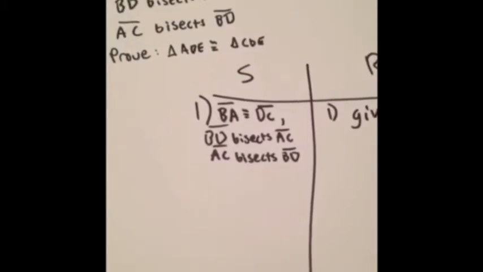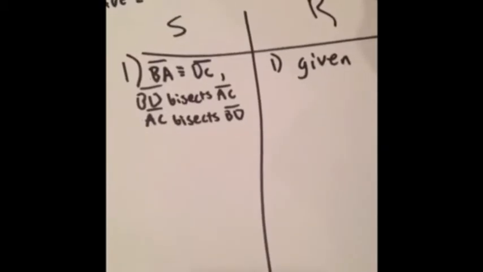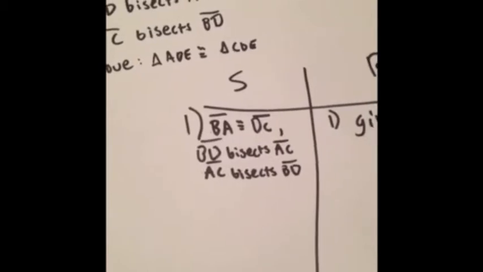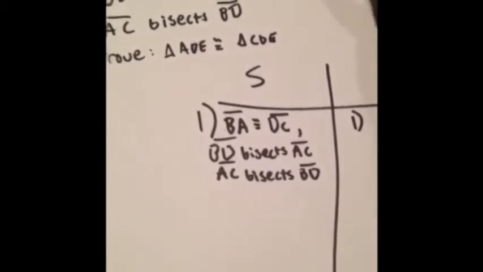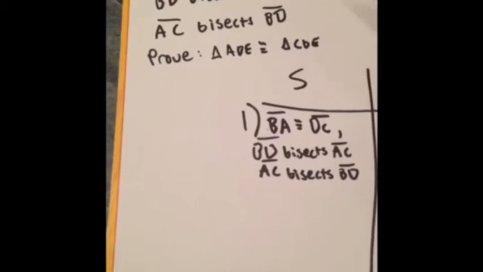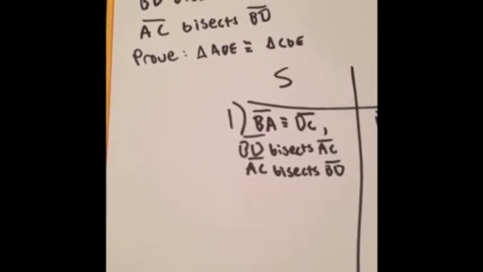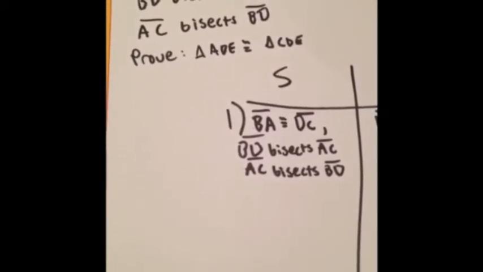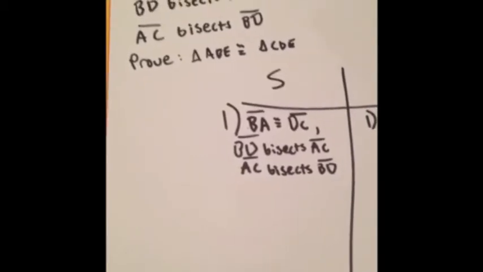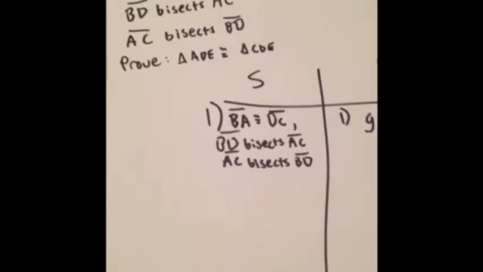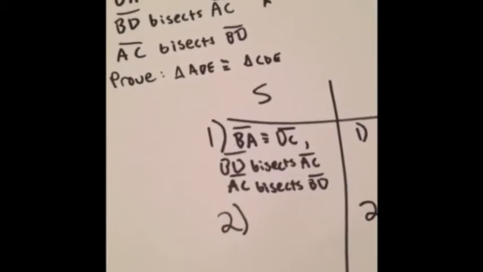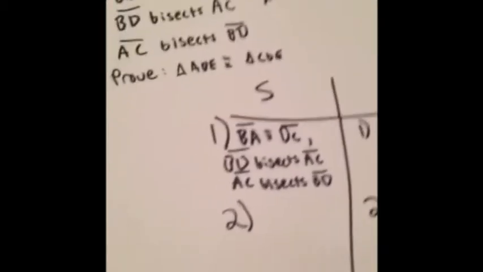Okay, now for another problem. This one's going to be side, side, side. And again, you're going to want to mark your diagram. So, it says here BA is congruent to DC. And then, that's all it is. That's all we can mark in the given so far. So, now for this, you say that since BD bisects AC, that would mean that AE and CE are congruent.